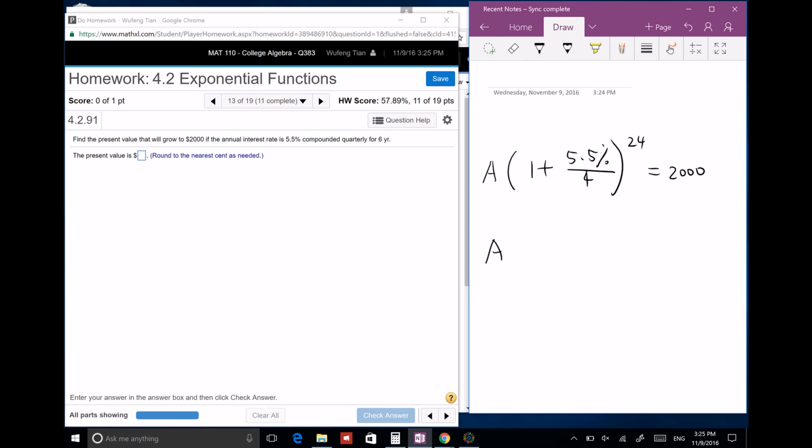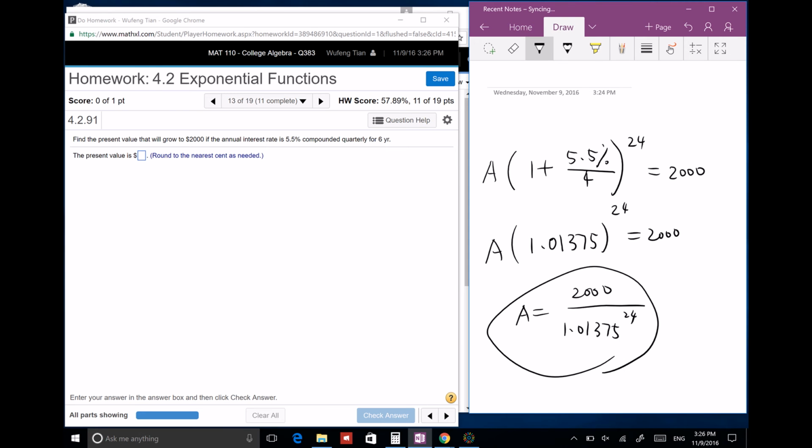So what you need to do is use a calculator to find A. A equals 1 plus 0.055 divided by 4, equals, plus 1, equals. So you use the calculator to find this value is 1.01375, raised to the 24th power, equals 2,000. Then A equals 2,000 over this value. Find 1.01375 raised to the 24th, so you find this number and put it in here.